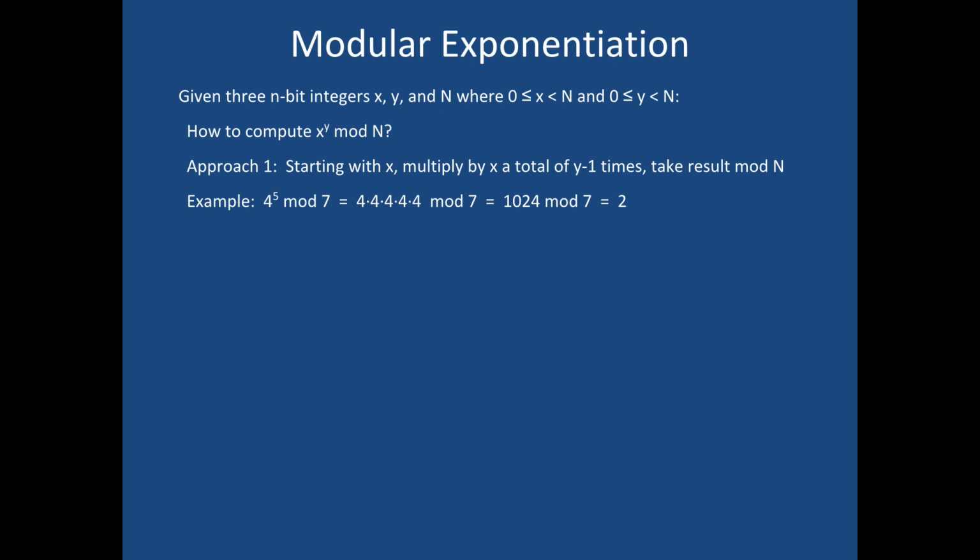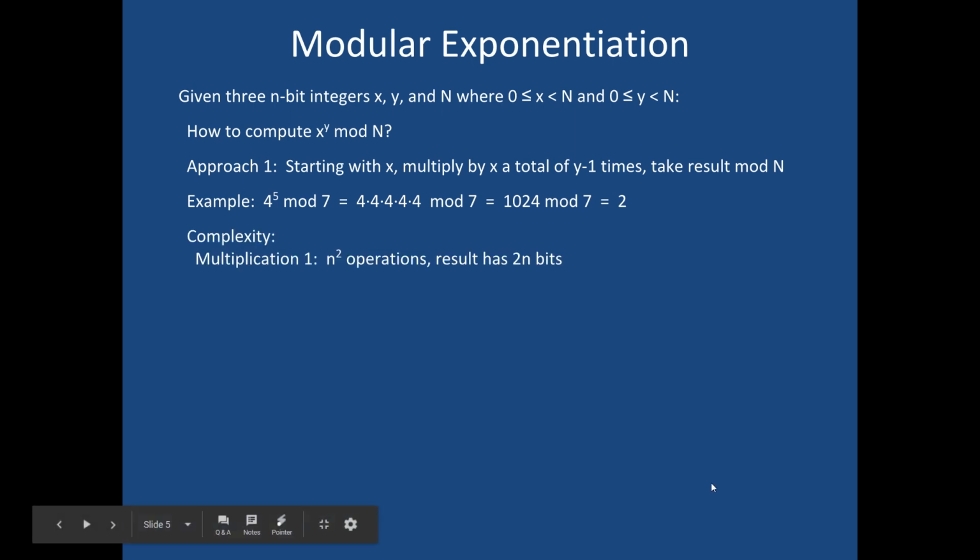But let's see how bad that is. For that first operation, we're going to let little n be the length of big N. We do n squared operations. The result has 2n bits. So we're multiplying an n bit number by itself. That's going to take n squared time, and the result will be twice as long as the original one, right? So our next multiplication is we're multiplying an n bit number, x, by a 2n bit number, x times x. So how many operations is that going to take?